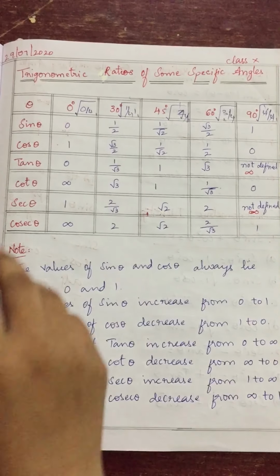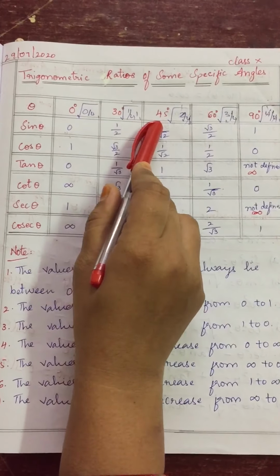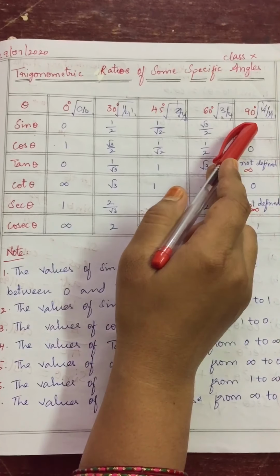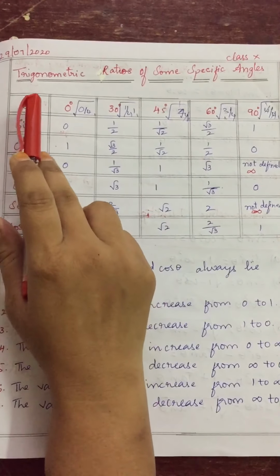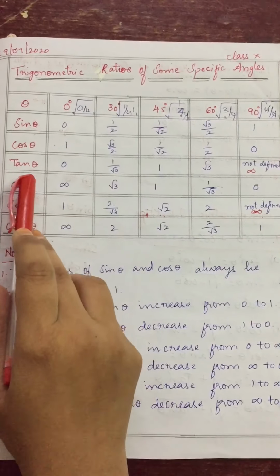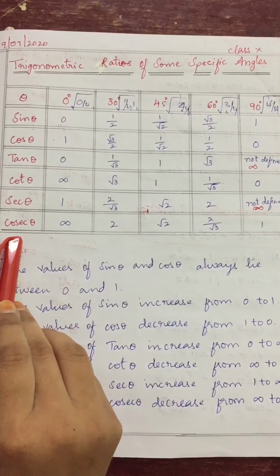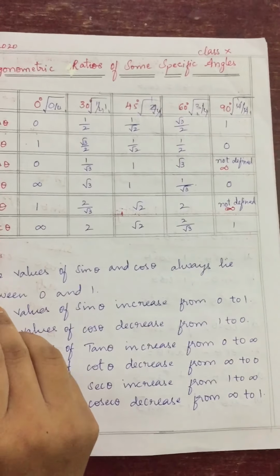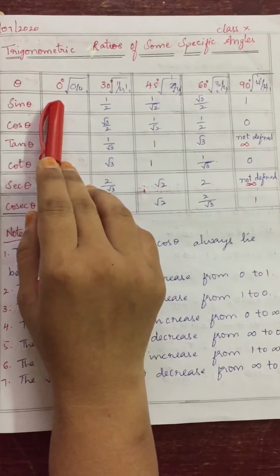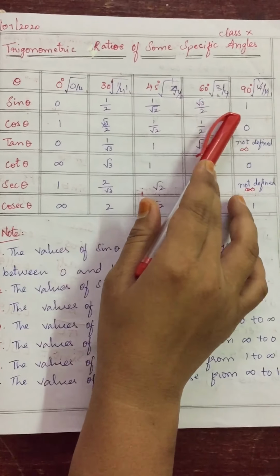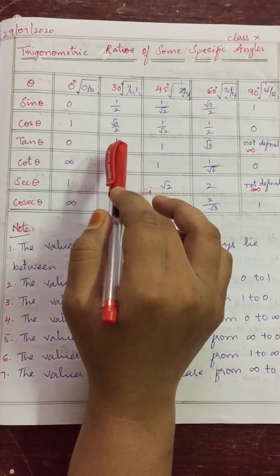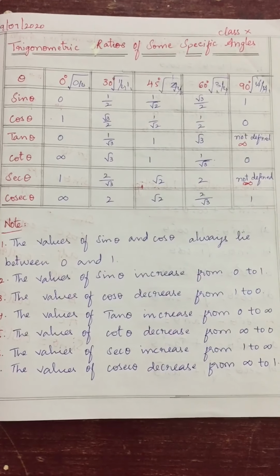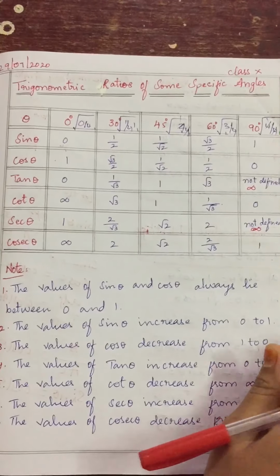What are those specific angles? 0 degree, 30 degree, 45 degree, 60 degree and 90 degree. Already you know what the trigonometric ratios are: sine, cos, tan, cot, secant and cosecant theta. If we put 0 degree, 30, 45, 60 or 90 in place of theta, we have to check the values. Here I will show you one easy trick to remember sine theta's value.